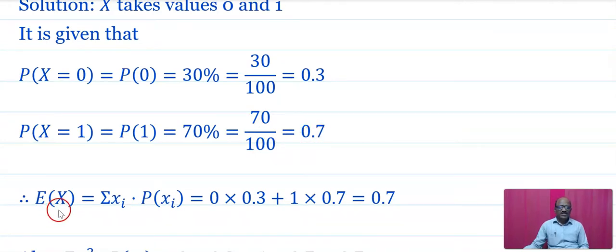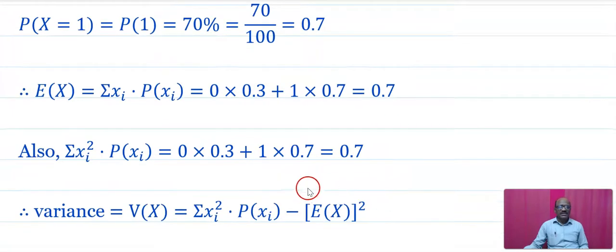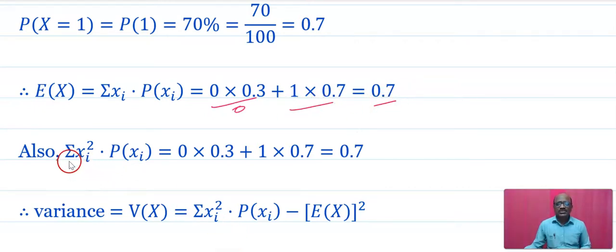Then what is E of x? E of x is equal to summation xi into P of xi, which is 0 into 0.3 plus 1 into 0.7, and after calculation you will get 0 plus 0.7, that is 0.7. Next, also summation xi square into P of xi, that is 0 into 0.3 plus 1 into 0.7. Again, this term will become 0 and you will get 0.7.